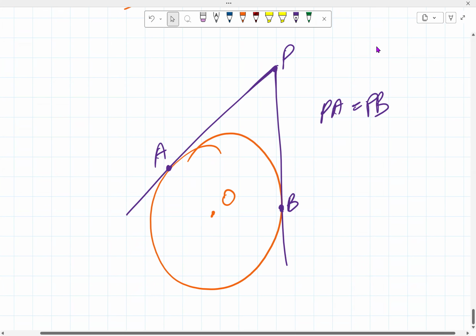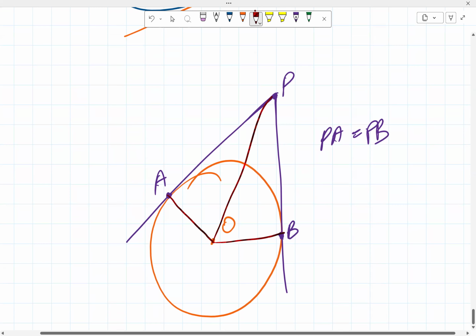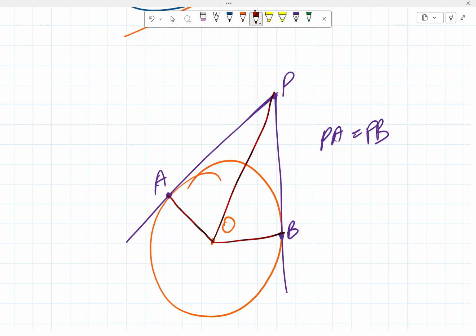From the proof, we first of all join OA, OB, and OP. That's a smart way to handle this. Of course, you can see this is a radius, this is a radius already. So the radius is common to the two of them. So we have similar triangles. But let's see what the proof says.